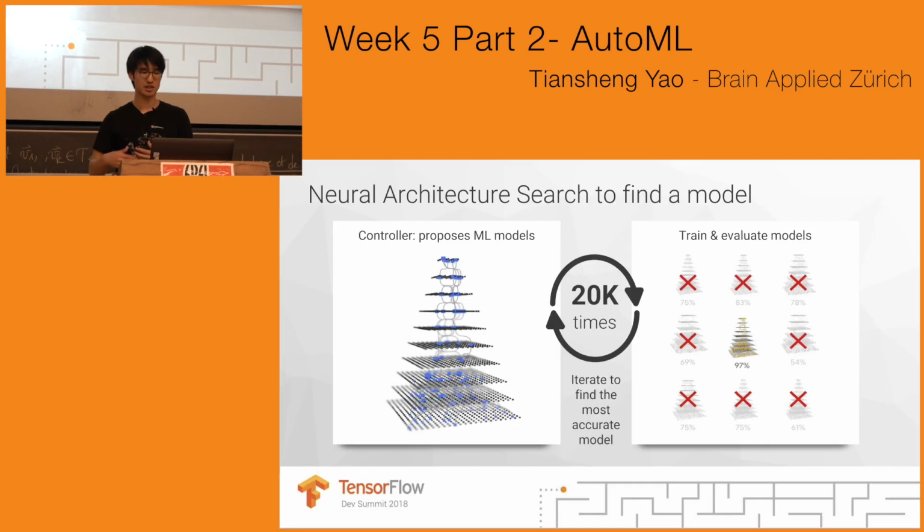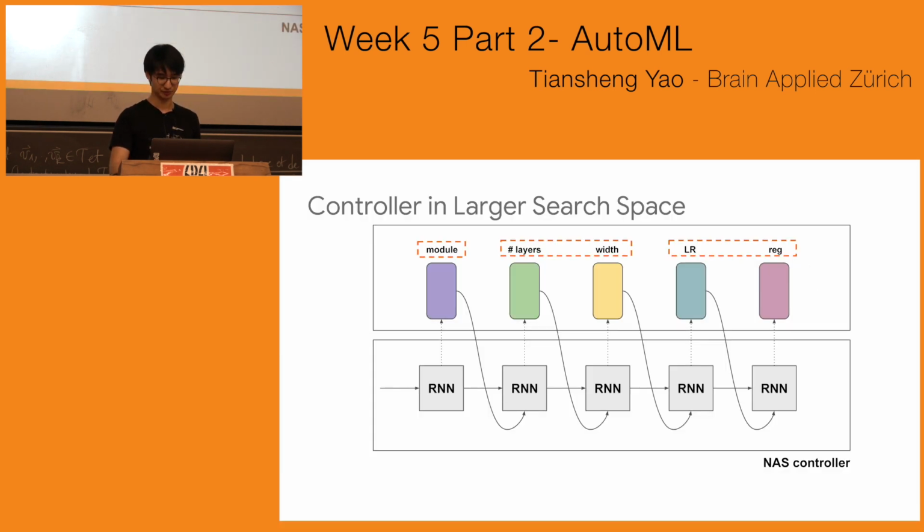So the process goes on and on: the controller proposes an architecture and then we evaluate it. We repeat this like 20K times and find the best model. Remember, even with this, training and evaluating one architecture involves a lot of computation. Previously, NAS was proposed to find this cell architecture for image classification, but it can be applied more broadly.